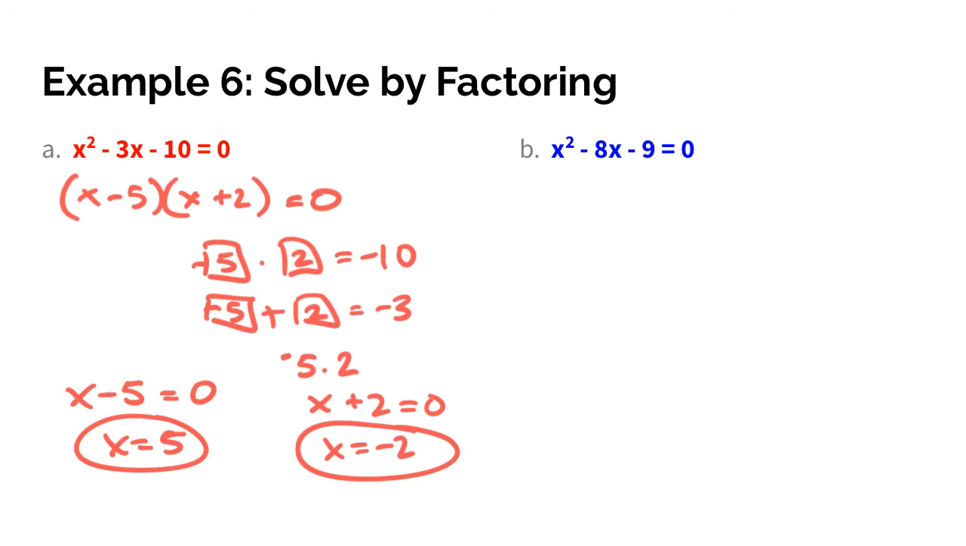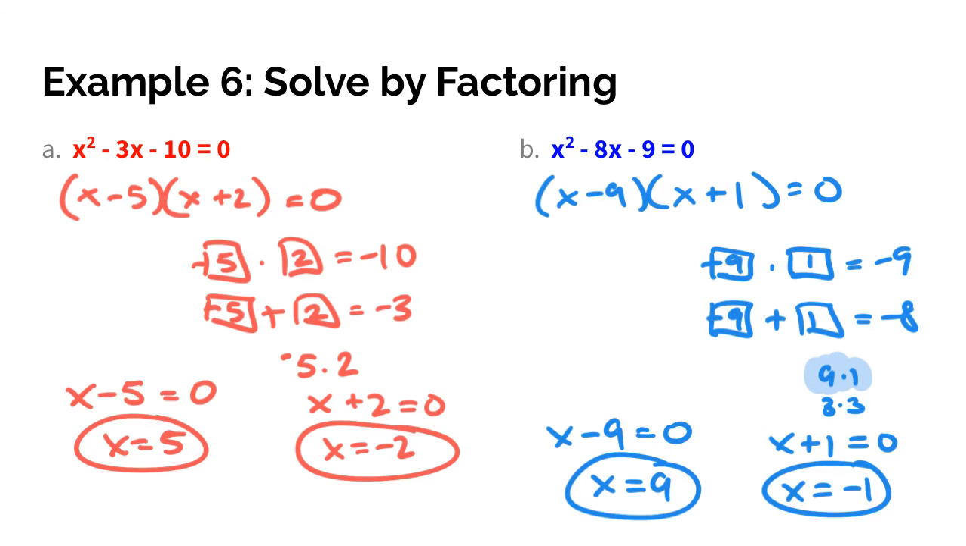All right, I want you guys to try this last example then on your own. X squared minus 8x minus 9 equals 0. All right, in this case, we have x minus 9 times x plus 1 by factoring, and then by using the zero product property, I would get x equals 9, and x equals negative 1.